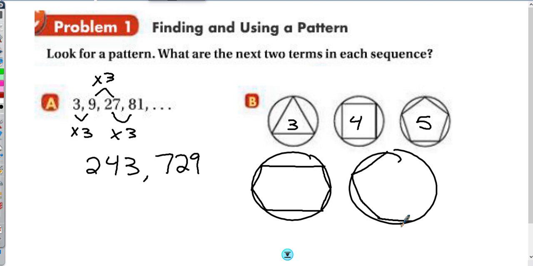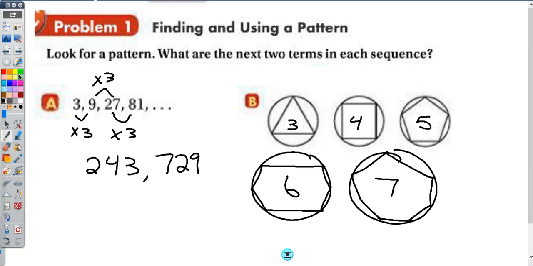1, 2, 3, 4, 5, 6, 7. So that's pretty poor, but this would have 6. That would have 7. Does that make sense? Sometimes the shape outside changes too. So with shapes, there's sometimes 2 patterns you have to identify. In this one, we only had 1. So if you're typing it, write circle with 6-sided figure or hexagon, circle with 7-sided figure or septagon.